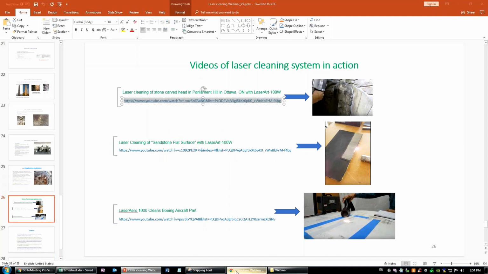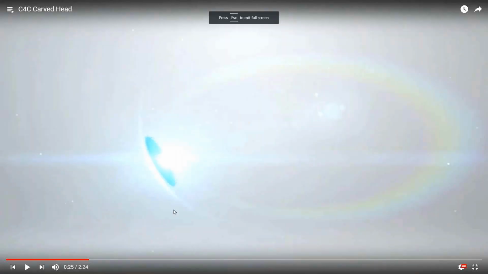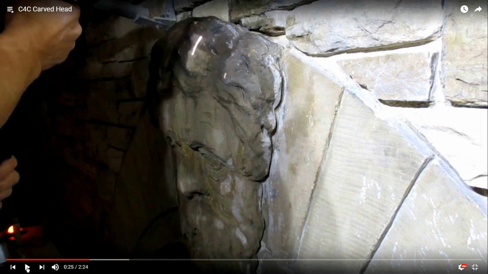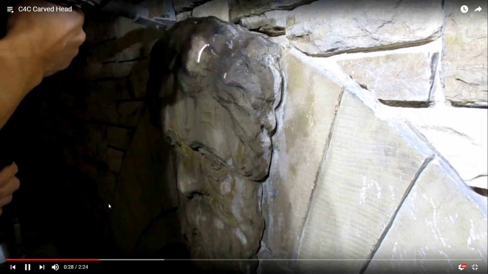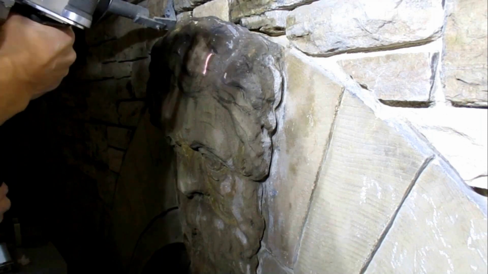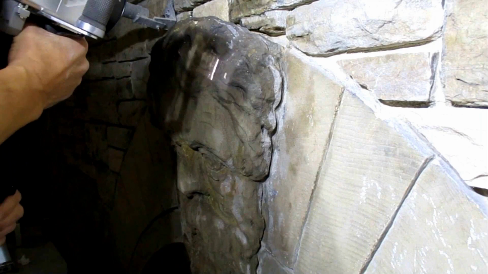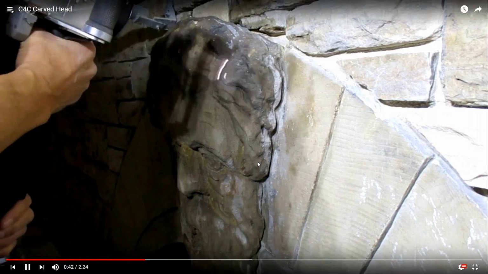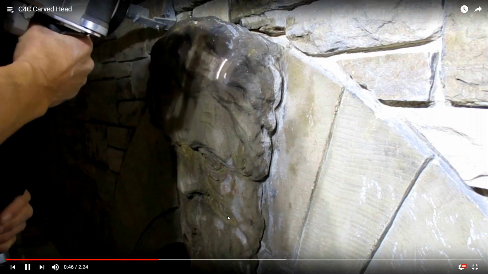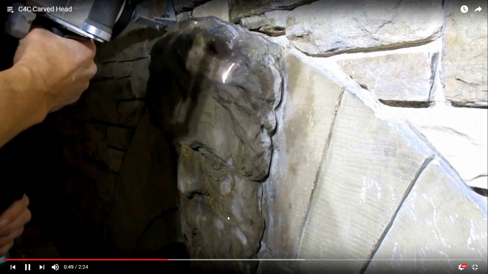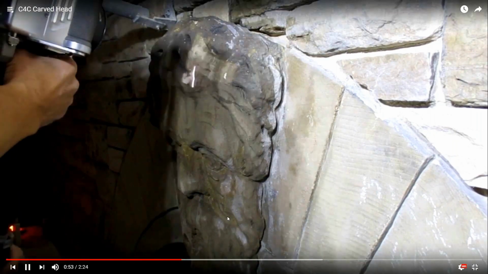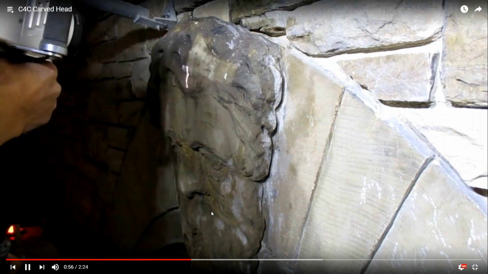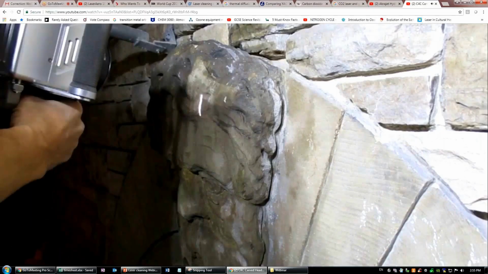Let's look at these 3. So you can see the beam is a linear beam and is cleaning this historical monument, and it's so narrow, doing a good job in cleaning this head figure. Okay, I think that gives you the idea.